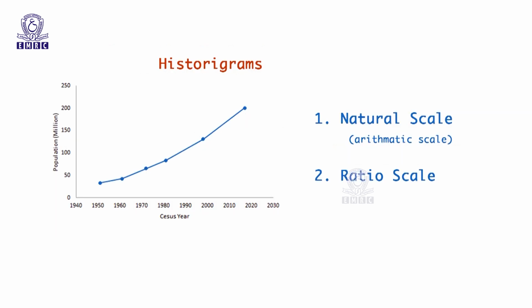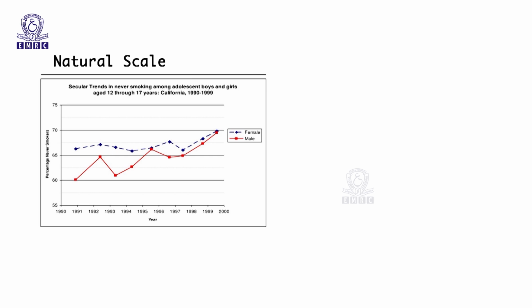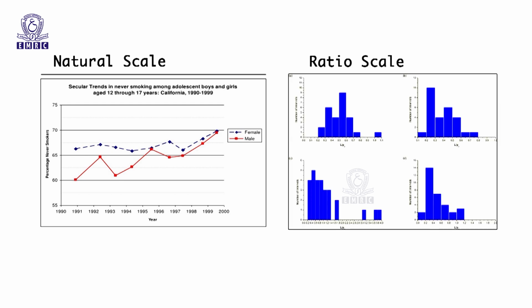Histograms can be constructed in two ways: on a natural scale, the arithmetic scale, and on a ratio scale. The natural scale graph reflects the changes in the absolute values over a period of time, whereas the ratio scale graph reflects the relative changes over a period of time.